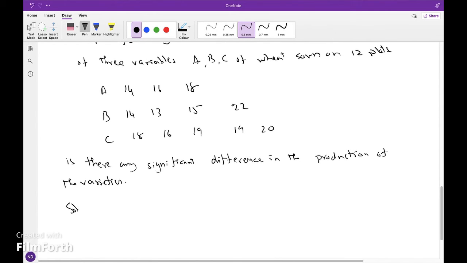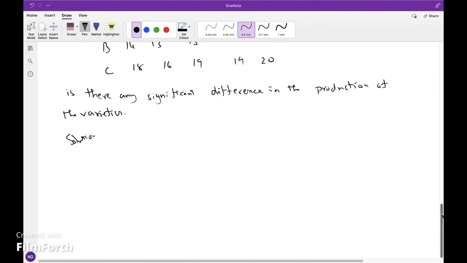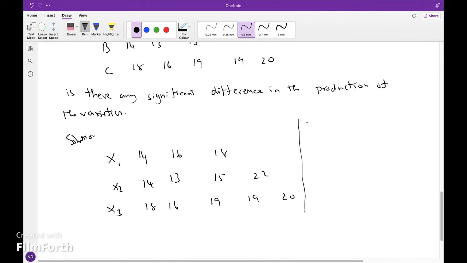Solution: so in this problem we have to apply completely randomized design. Let us assume x1: 14, 16, 18; then x2: 14, 13, 15, 22; and x3: 18, 16, 19, 19, 20. Now find the totals: 48, 64, 92, so the overall total is 204.